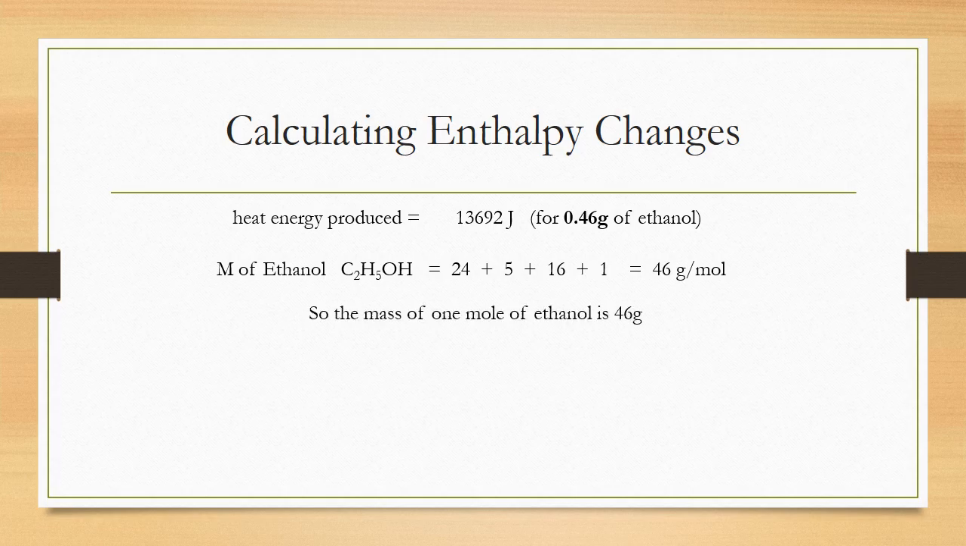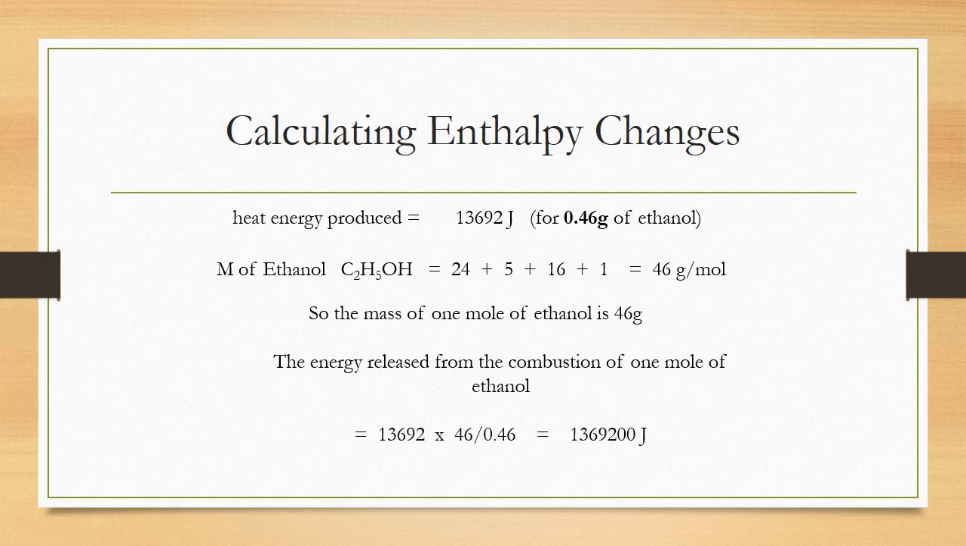Okay, so the mass of 1 mole is going to be 46 grams. However, we don't have 46 grams, we've only got 0.46 grams. So the energy released by the combustion of 1 mole of ethanol will be 13,692 times 46 divided by 0.46, because we've only got 0.46 grams. So it gives us a massive number of 1,369,200 joules, or 1369.2 kilojoules per mole.